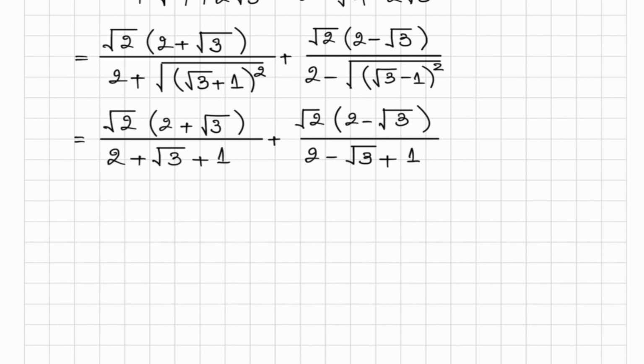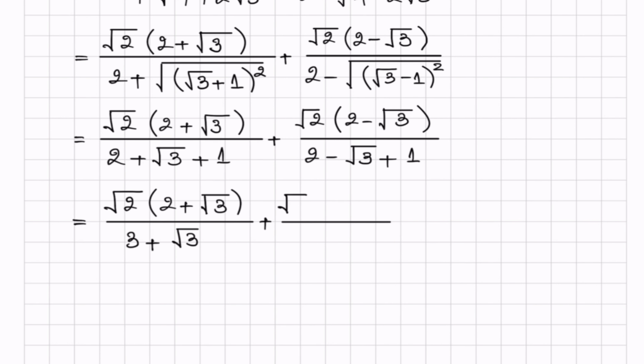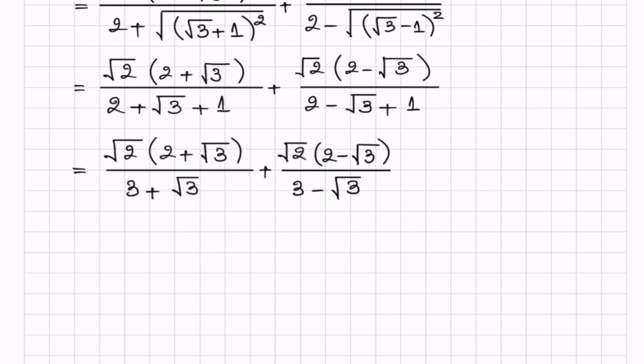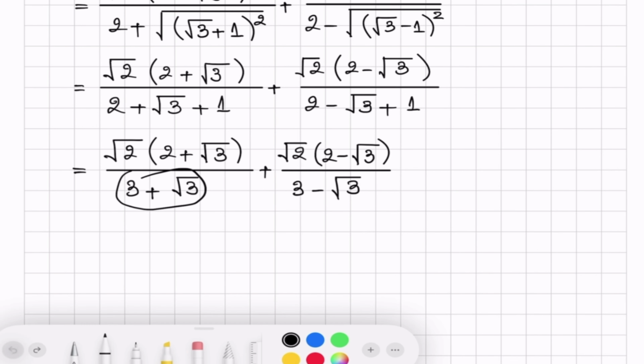Okay, and then equal to square root of 2 factor, which is still the same. Okay, and then we get 3 plus square root of 3 and then plus square root of 2 minus square root of 3. Okay, and then 3 minus square root of 3. So now we have to find the common denominator, which for these two fractions will be these two factors.